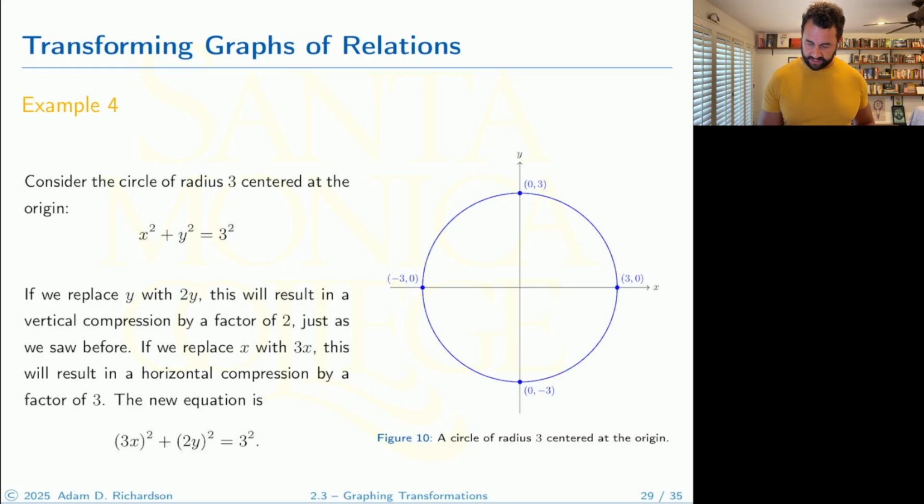Okay, so let's consider the circle of radius 3 centered at the origin. It's got this structure, right? x squared plus y squared equals 3 squared. That's the standard form of a circle centered at the origin. Check out what happens here.